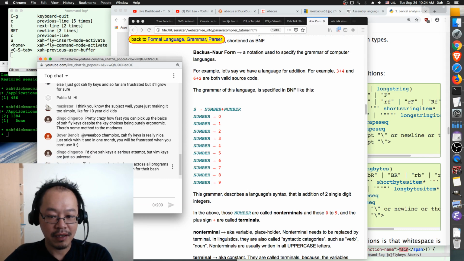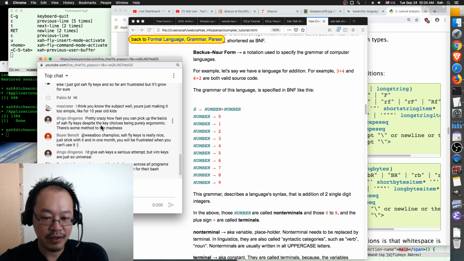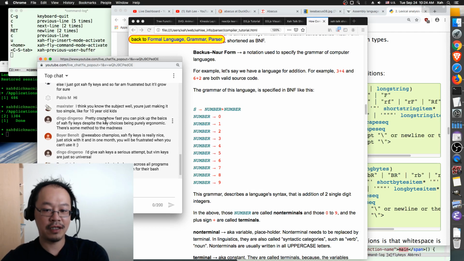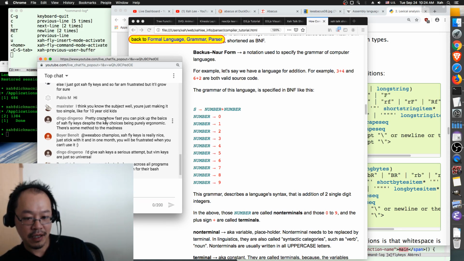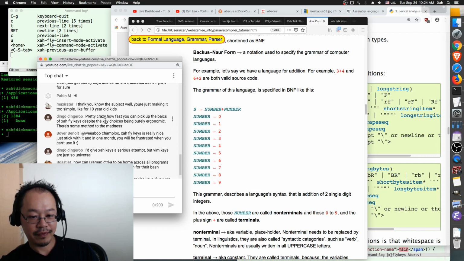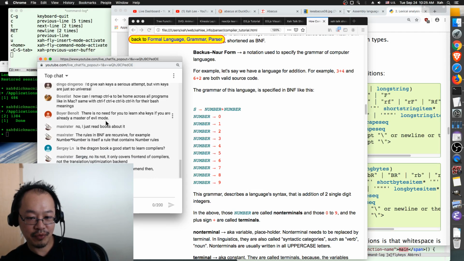So Dingo says, pick up the basics without keys. So pretty crazy how fast you can pick up the basics of software keys despite the key choices being purely ergonomic. There's a method to the madness. So you are using it now?